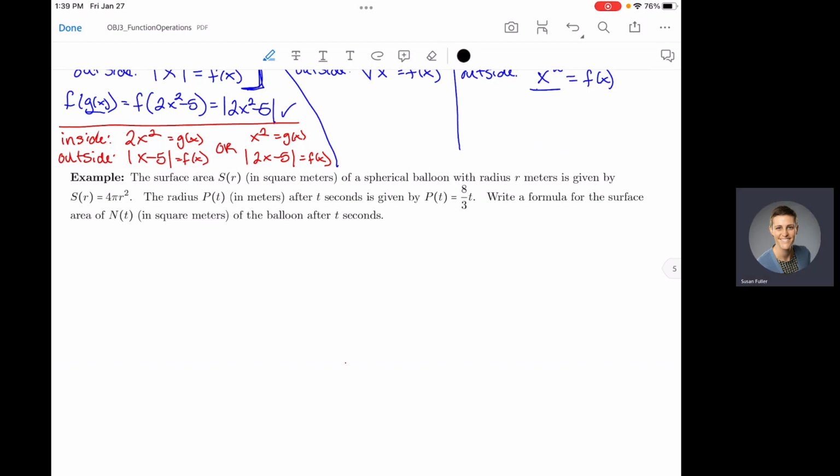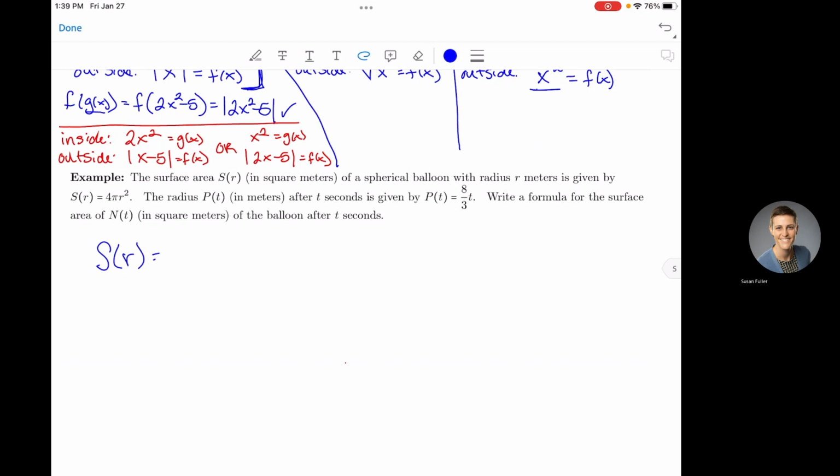Okay, so there's a lot going on here. So let's start to unpack all of the stuff that's given to you in this problem. So we're given a couple of functions here. We have S of r equals 4 pi r squared. Okay, so this function, what's going into this? What's coming out of this? What does this function mean?